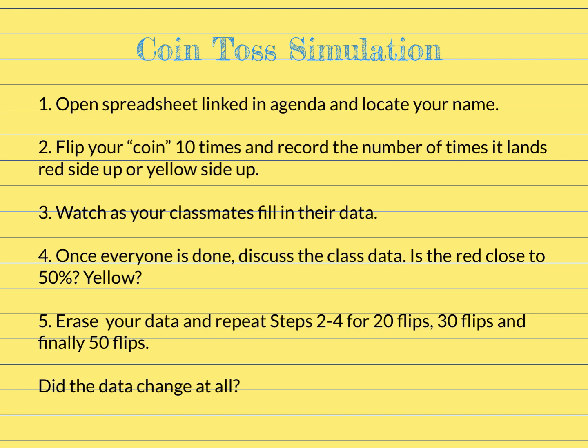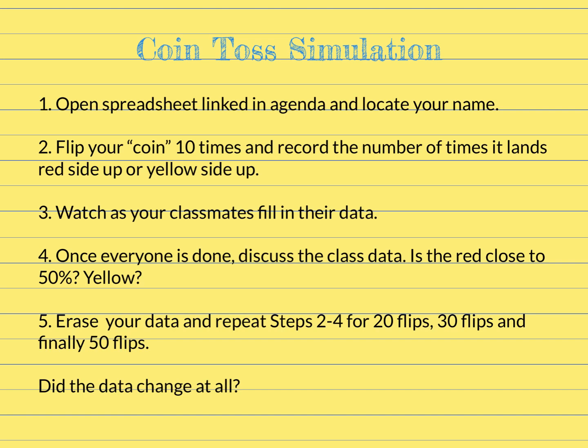At the bottom of the class's data, you'll see the number of reds, the total number of yellows, and then what their percentages are. Now, if you look, you have two favorable outcomes. You could have a red or a yellow. So there's a 1 in 2 chance that you could get red, a 1 in 2 chance that you could get yellow. So the class data should be pretty close to 50%, 50%.